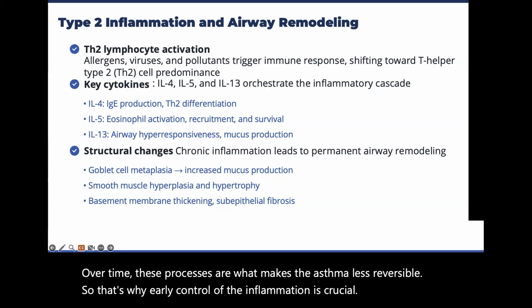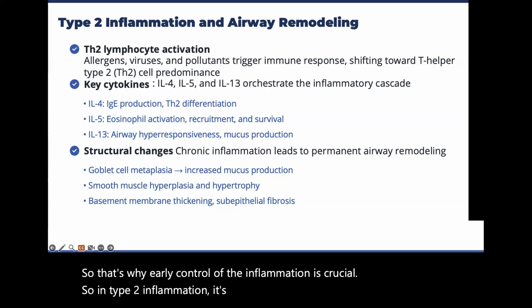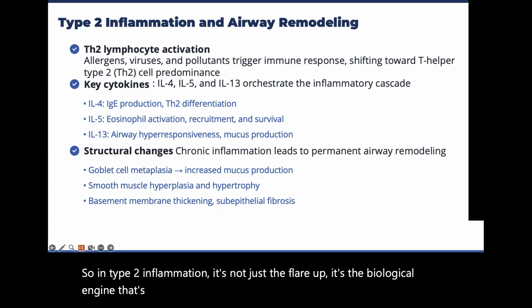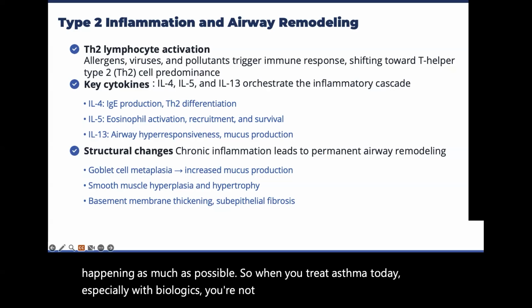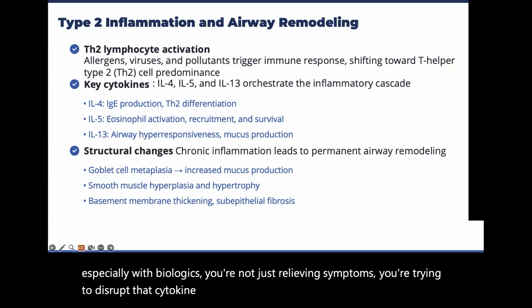So in type 2 inflammation, it's not just the flare-up, it's the biological engine that's reshaping that airway, and we want to keep that from happening as much as possible. So when you treat asthma today, especially with biologics, you're not just relieving symptoms, you're trying to disrupt that cytokine cascade before it becomes structural and permanent.